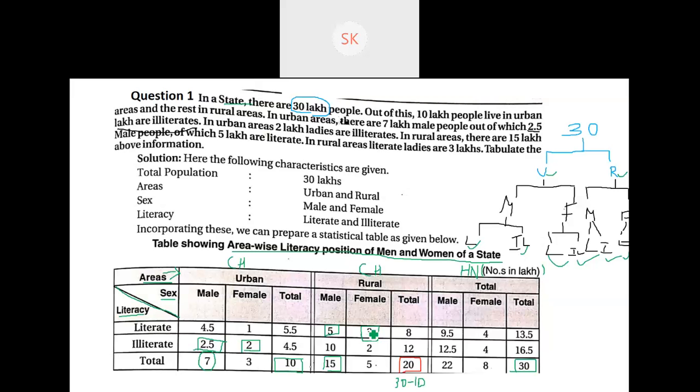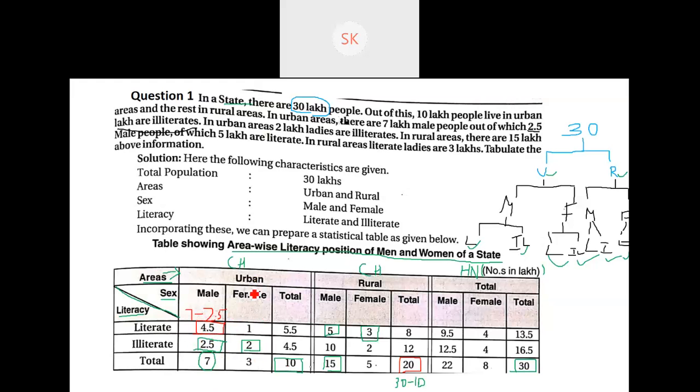Now, the rest of all the information we have to calculate. Let's see how to calculate it. Very easy. For all the calculated numbers, I will put the box in red. Now 7 is the total male in urban area, where 2.5 were illiterate, which means 4.5 were literate. How did I get 4.5? 7 minus 2.5 gives me 4.5. Clear? So that's how I got 4.5.